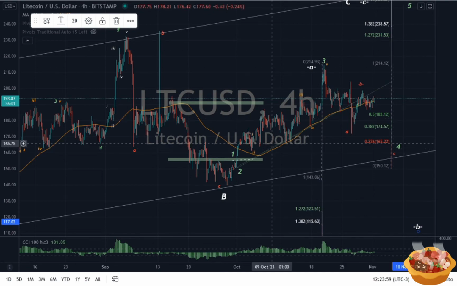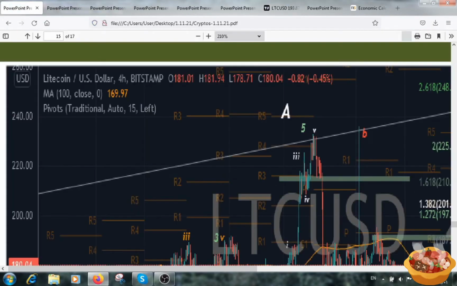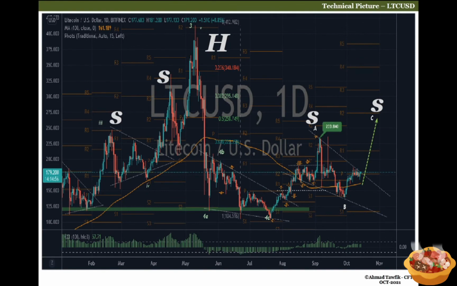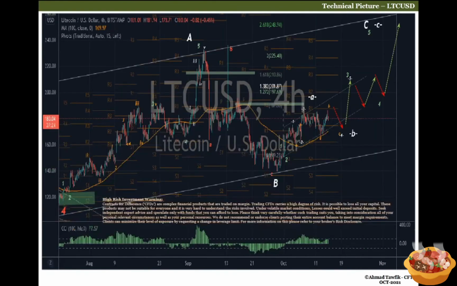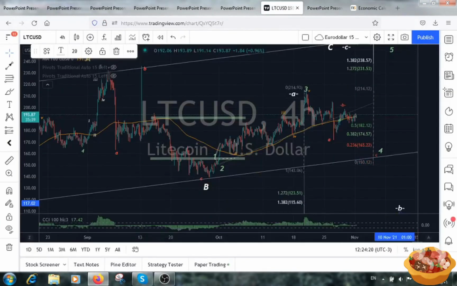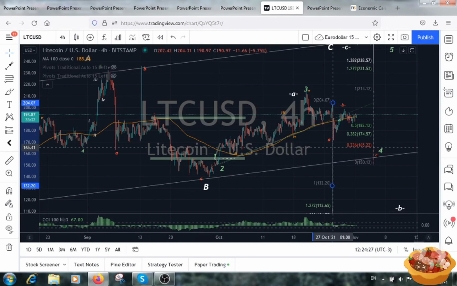Premature, but let's take a look at the longer, bigger picture to see if this is really possible. I don't think so. It's not. If we do that, we'd break below that neckline, and it's a completely bearish market. So it's not really okay. So you then would have an entry.